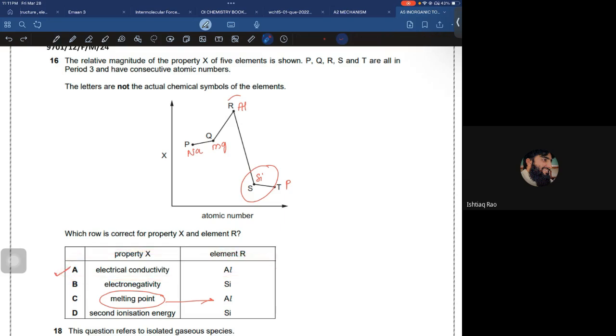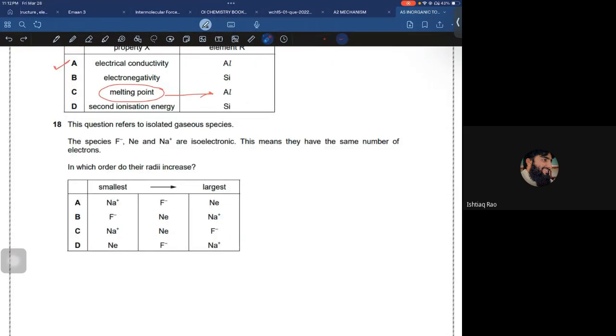Question number 18. This question refers to isolated gaseous species. The species F minus, like fluoride, neon, and sodium are isoelectronic. This means that they have the same number of electrons. Fluoride is 9, 9 plus 1, 10. Neon is 10. Sodium is 11, 11 minus 1 is 10. They all have the same number of electrons. In which order do their radii increase?